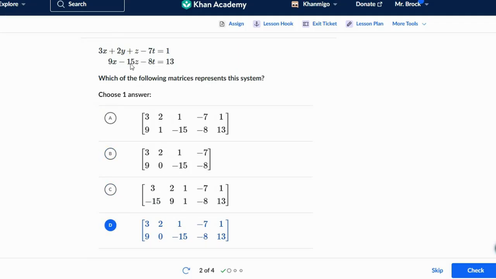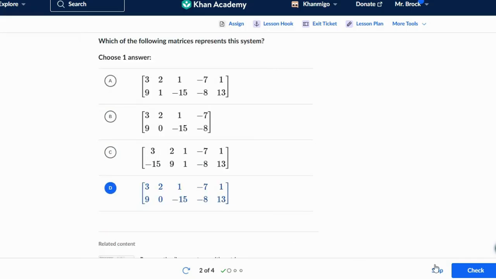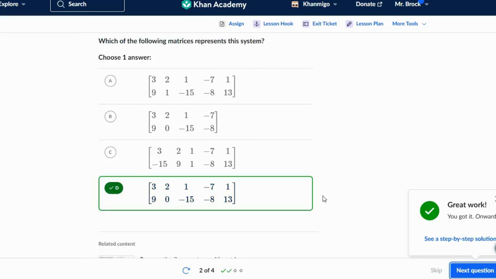1z, -15z's, those are the same. -7t's, -8, those are the same. But this one, B, is missing the constants. It doesn't have the 1 and 13. It is D.